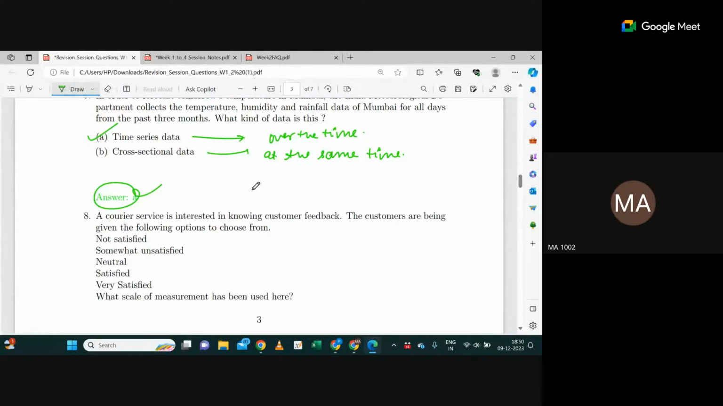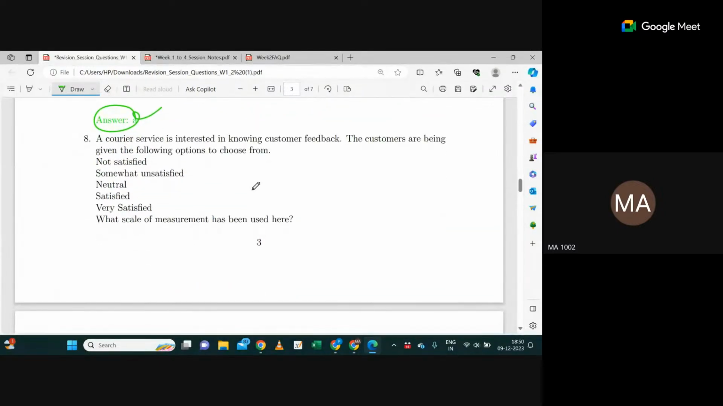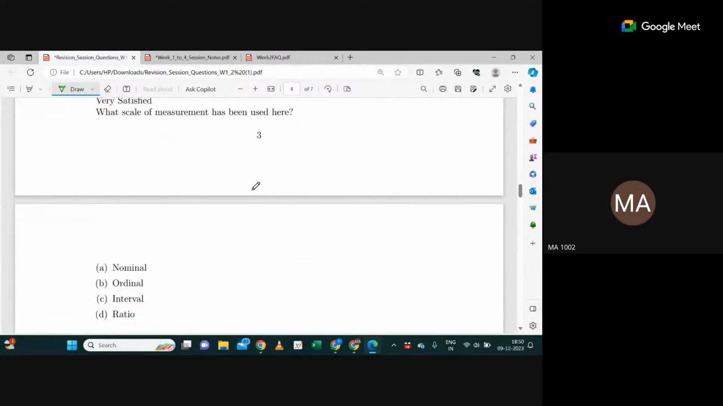So next question is, a courier service is interested in knowing customer feedback. The customers are being given the following options to choose from: not satisfied, somewhat unsatisfied, neutral, satisfied, very satisfied. What scale of measurement has been used here? Tell me which scale of measurement you will use: nominal, ordinal, interval, or ratio.